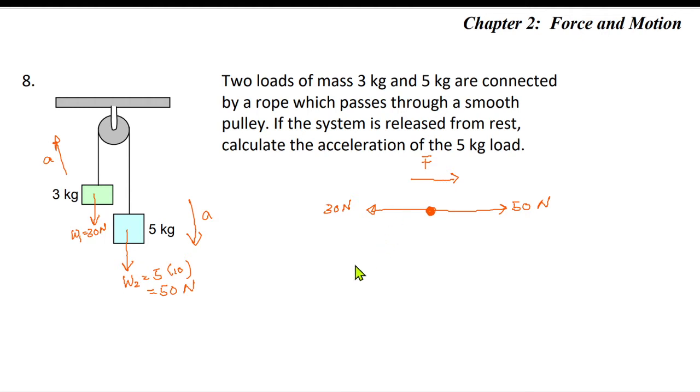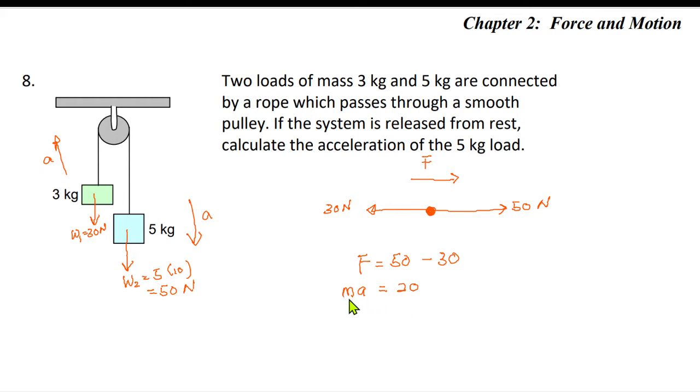Okay, so it is going to the right, so this F must be positive, equals positive, I have 50 Newton minus 30 Newton. Okay, 50 is positive because it's going to the right, and then 30, I put here negative 30 because it is going to the left. Okay, but F equals to MA. So MA equals 20 Newton.